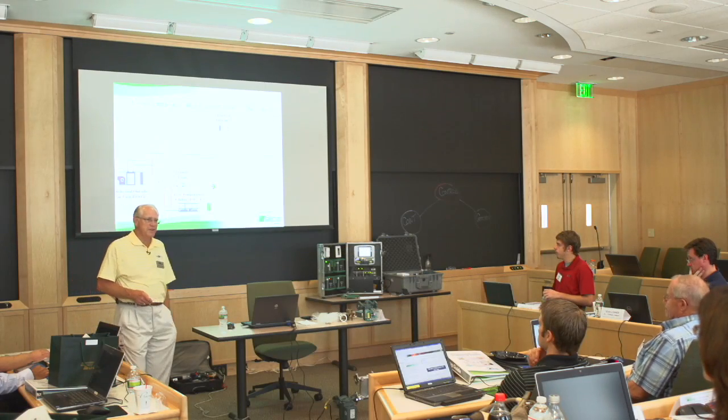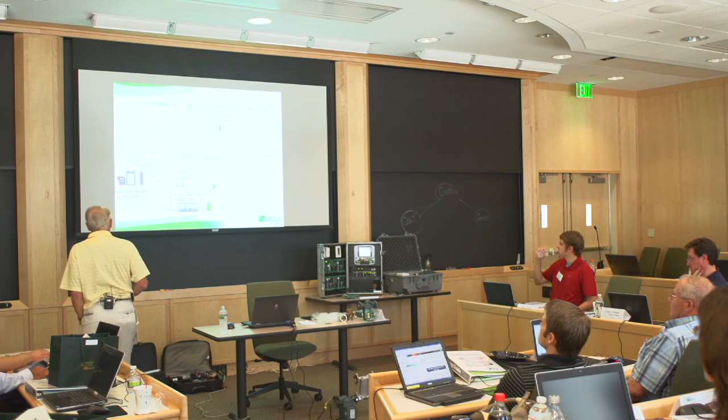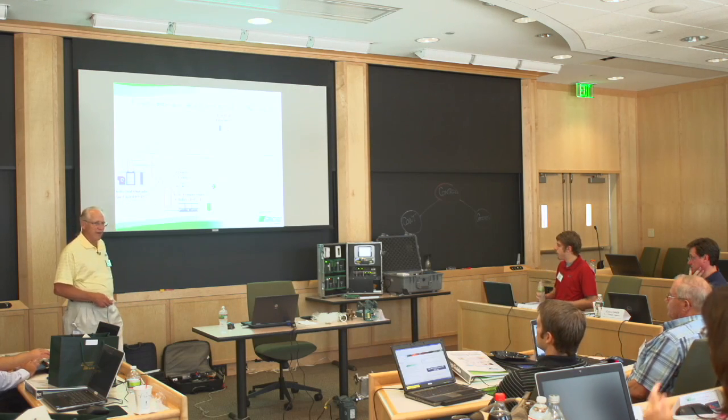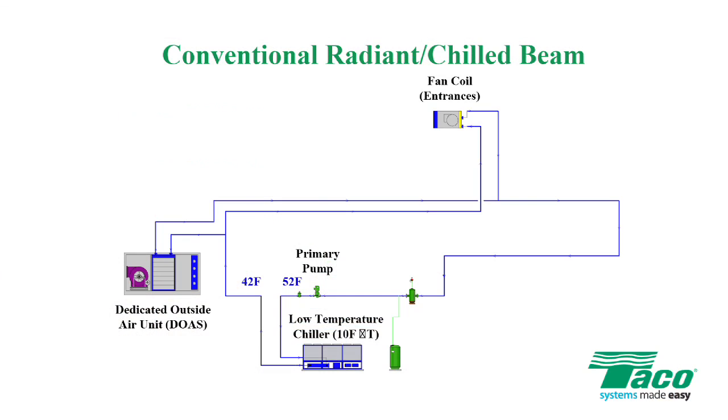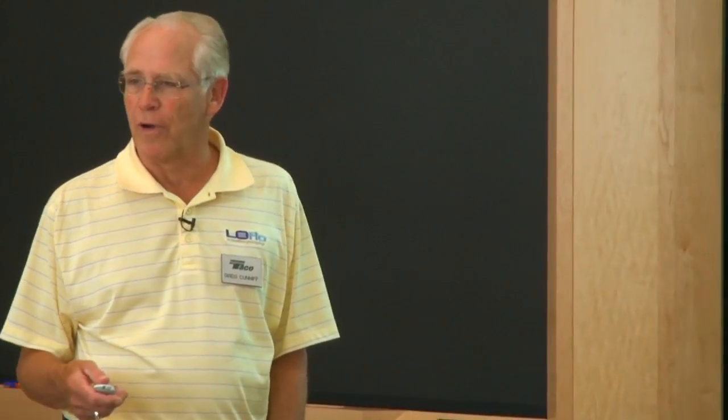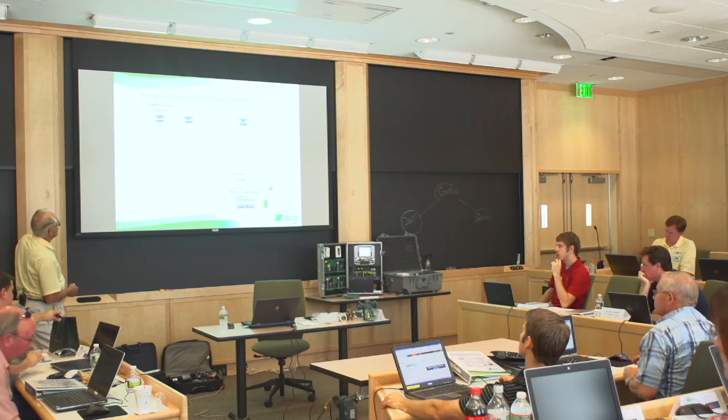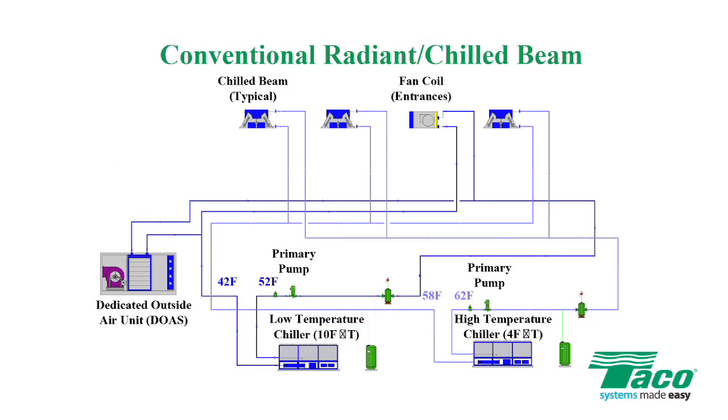Okay, this is interesting. We're seeing this now on a majority of jobs in the actual application of the chill beam technology. In a chill beam system, you still have a need for low temperature chill water for the DOAS and local units at the entrances for dehumidification. We also have a need for high temperature chill water for the chill beams, the radiant cooling panels, whatever else you might have that's going to use the high temperature water. So there's what you get, which is a 4-pipe chill water system. 2 pipes for low temperature and 2 pipes for high temperature.